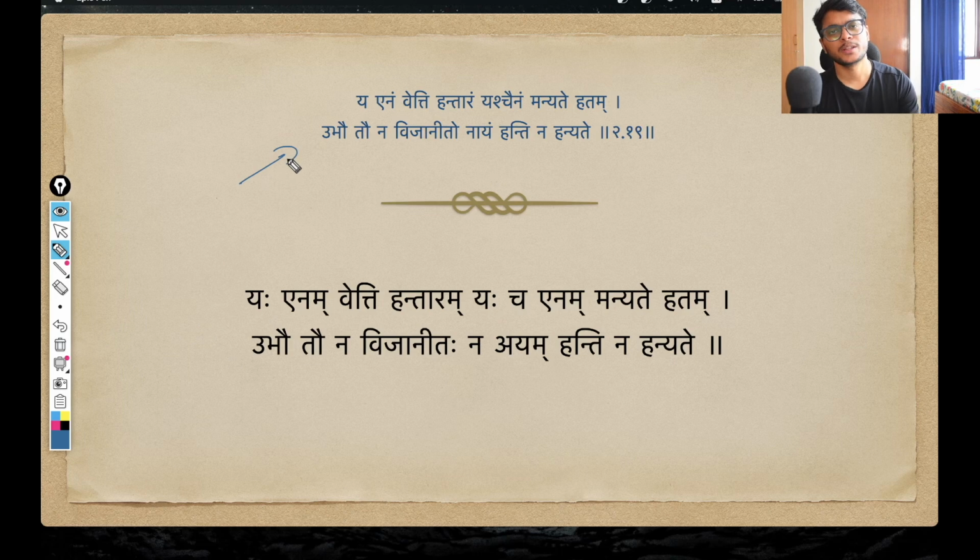This here is the Sandhi Vichhed version of the shloka. You can see ya, yaha, so a visarga lopa sandhi is happening here. Then you can see these 3 words combining together: ya, cha, enam, yaschainam. One sandhi here is a sakara sandhi, and another is a vriddhi sandhi. Then again you can see vijanitah na, vijanito na. This is an ukara sandhi. This of course is a simple dirgha sandhi.